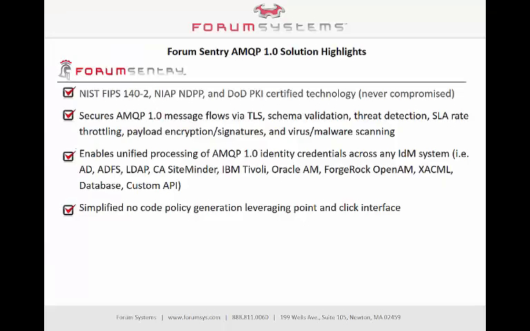So this concludes our demonstration today of the AMQP 1.0 features in Forum Sentry. We looked at two use cases. The first was an AMQP client putting a JSON message through Sentry. Sentry converts that to XML, signs it, encrypts it, and sends it via AMQP to an ActiveMQ system. The second was an HTTP client putting a JSON message through where Sentry processes that message, sends that along to an AMQP backend system.